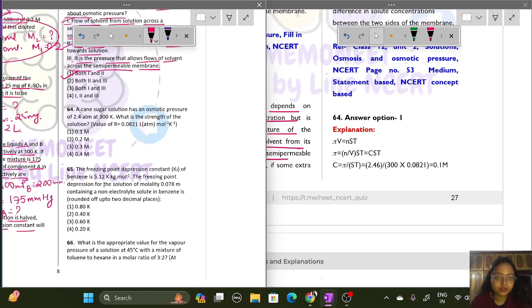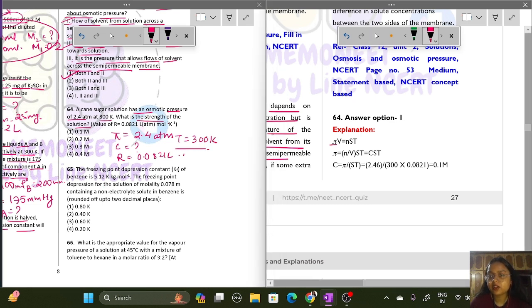A cane sugar solution has an osmotic pressure of 2.4 atm at 300 Kelvin. So the osmotic pressure of cane sugar is given as 2.4 atm. What is the strength of the solution? That means the concentration is asked here. The value of R is given as 0.0821 liter atm, and the temperature is also given as 300 Kelvin. So all these are given.